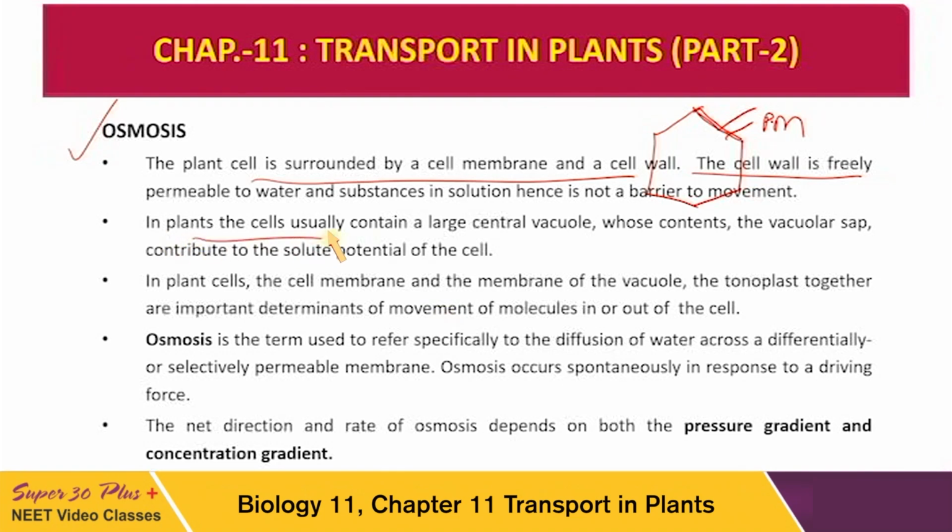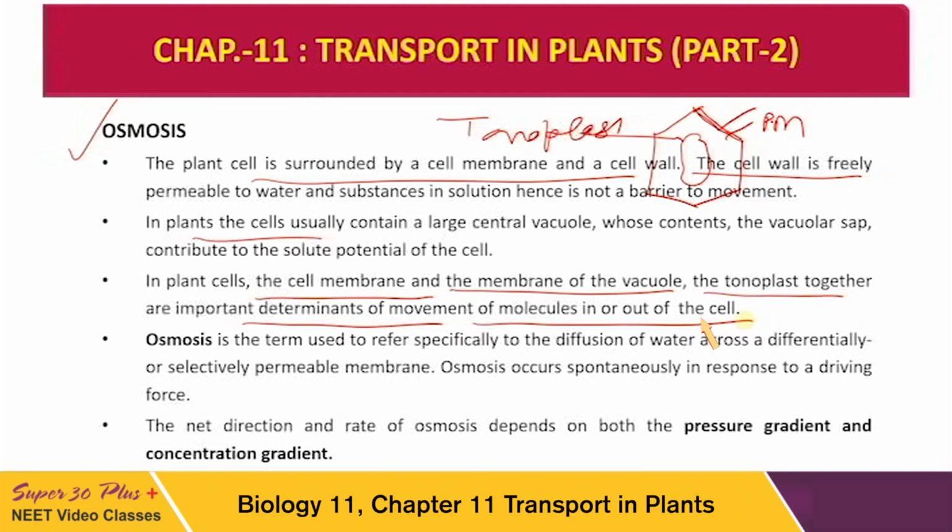In a plant cell we have the vacuole. The membrane of the vacuole is called the tonoplast. You must remember that the central vacuole is surrounded by this tonoplast. So in a plant cell, the cell membrane and the membrane of the vacuole, that is the tonoplast, are important determinants of movement of molecules in and out of the cell.